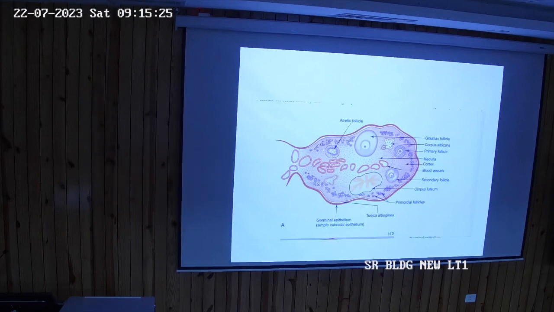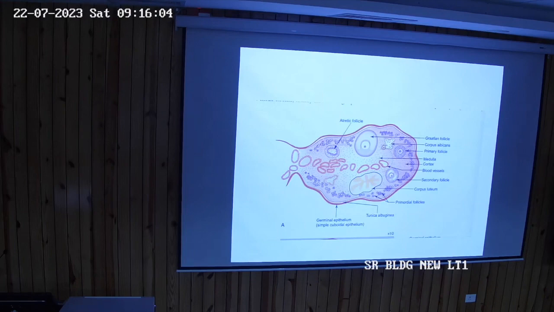Look here, this is the cortex part of the ovary. Here you are seeing some follicles that are very small in size, some becoming larger, some showing different stages, and some degenerated. So all types of follicles, in different stages, you can see in the cortex of the ovary. The follicles which are very small in size are the primordial follicles.